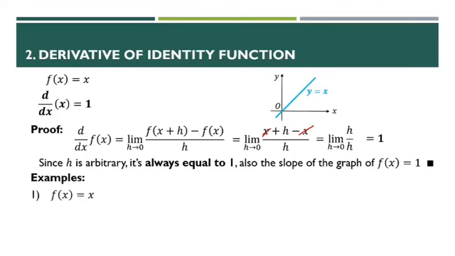Example. Number 1, given that f of x is equal to x, the f prime of x, or the derivative of the function f of x, is equal to 1. Number 2, function g is equal to y. So the derivative of the function g in terms of y is equal to 1. So y is the variable that we are focusing on.